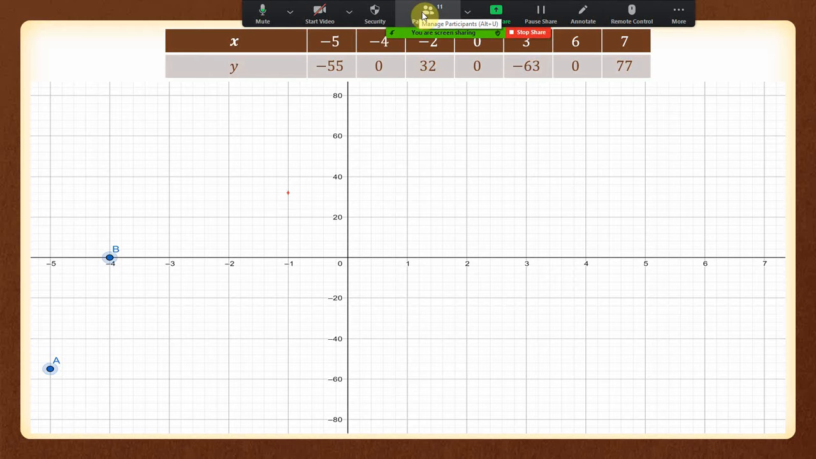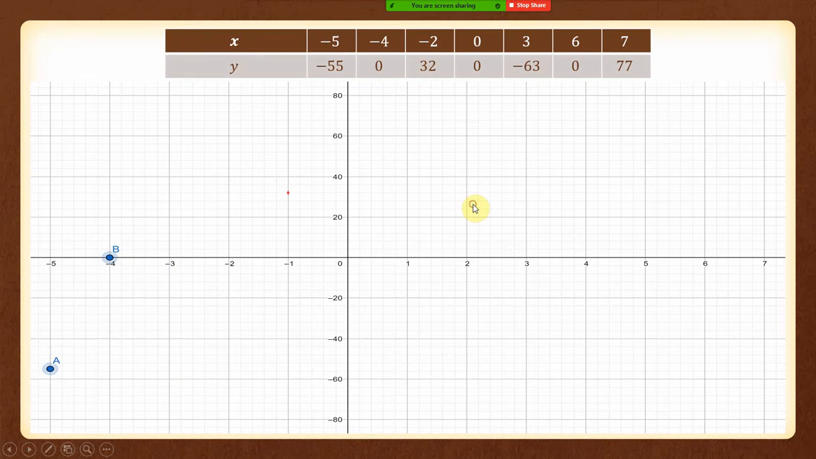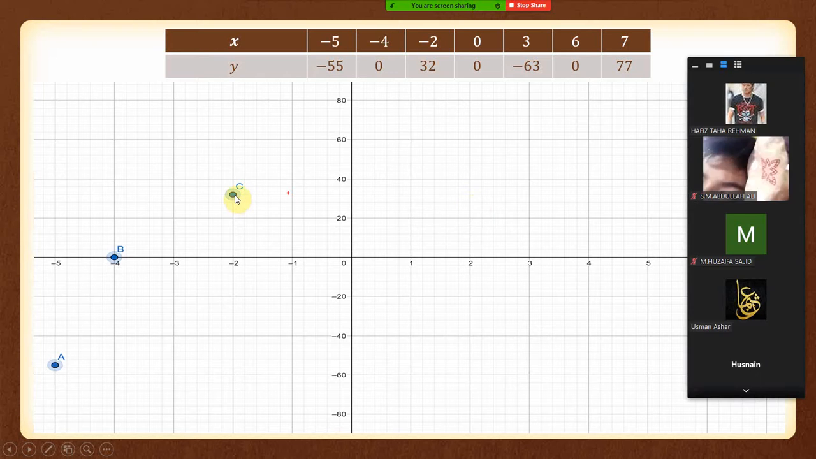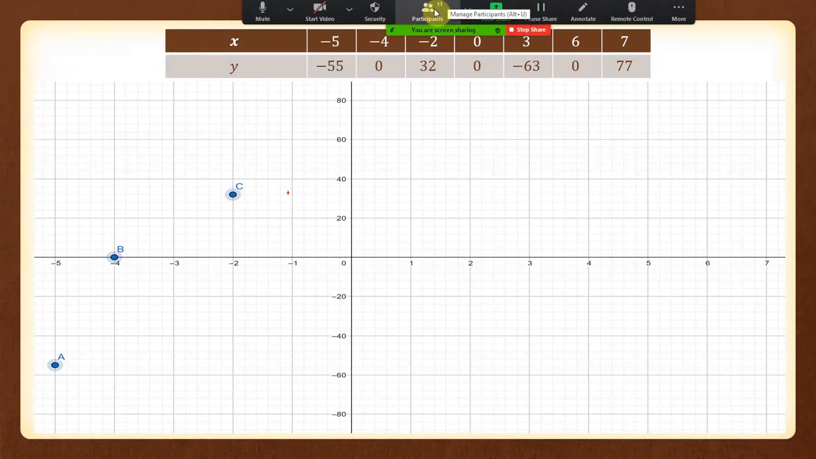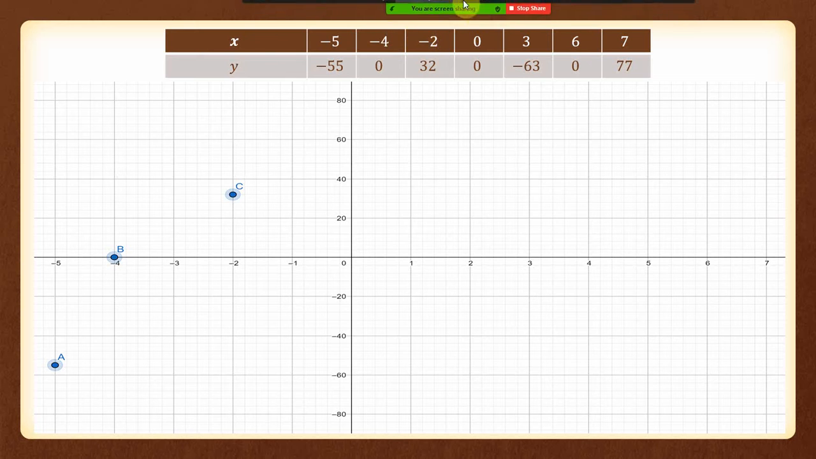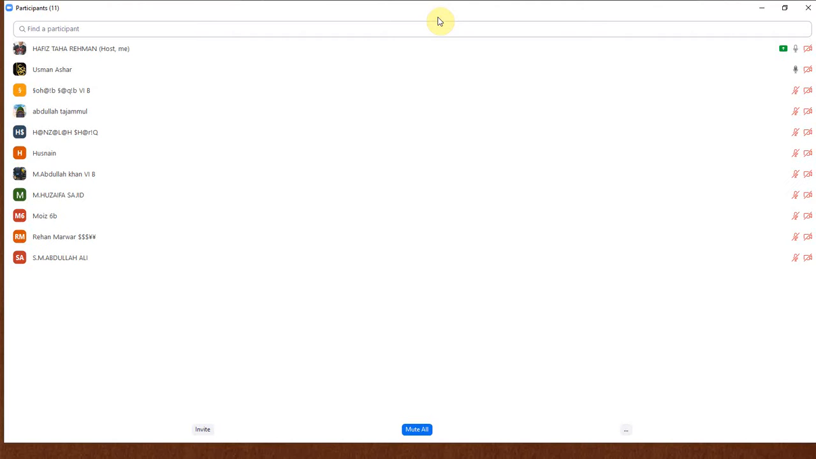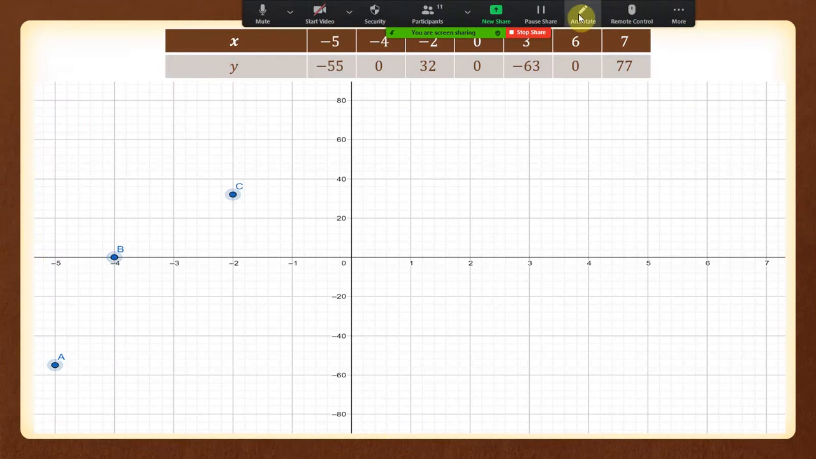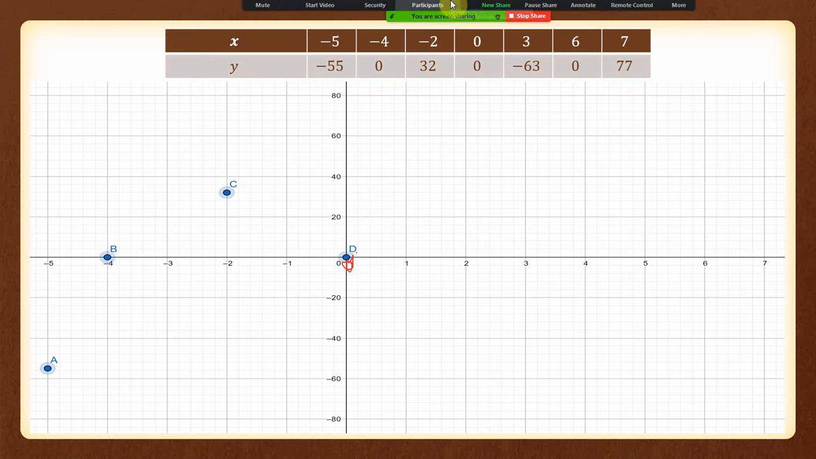Very good. That is the correct answer. That is the accurate answer. Minus 2 comma 32. Okay guys? Now Ansela, you have to plot 0 comma 0. The easiest one. Very good, Ansela, you got it perfectly. That is the 0 comma 0. Now who's next?